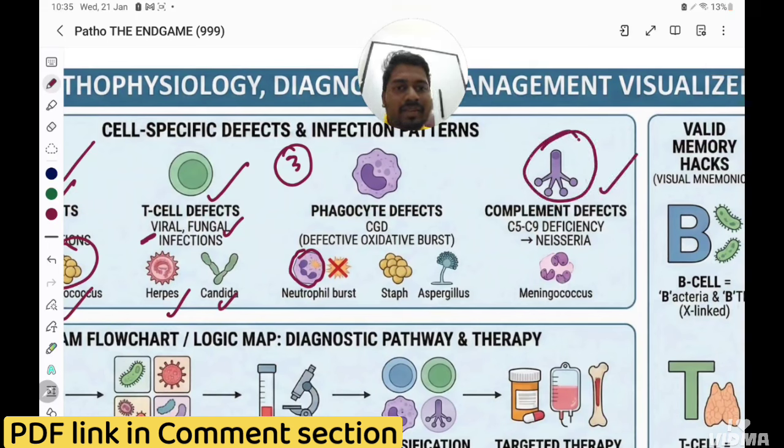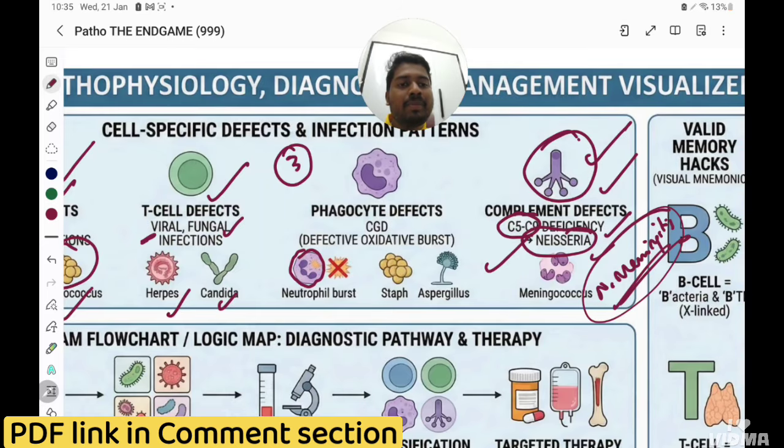Now there can be one more set of defects known as complement defects, where C5 to C9 deficiency occurs, and it is seen in case of Neisseria and meningococcus. So remember, meningococcus is nothing but Neisseria meningitidis. So Neisseria infections are common in case of C5 to C9 deficiency.